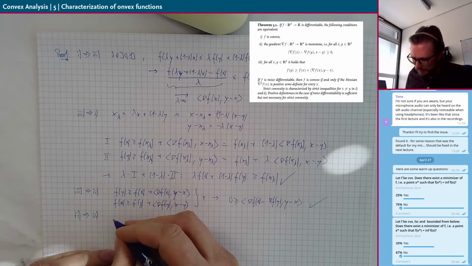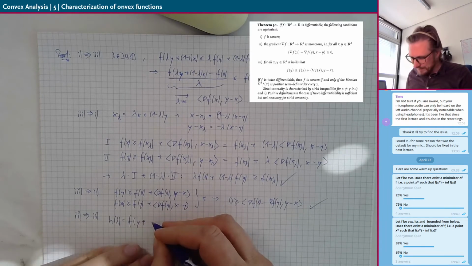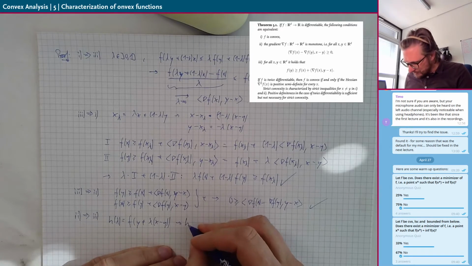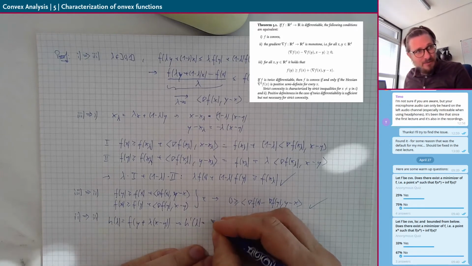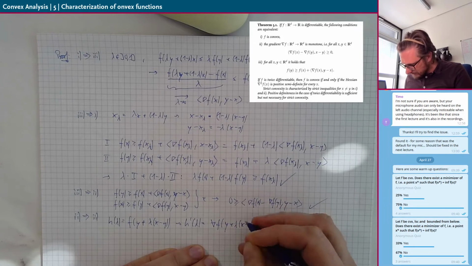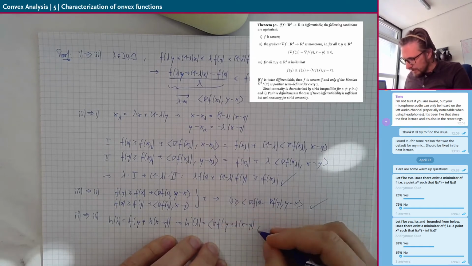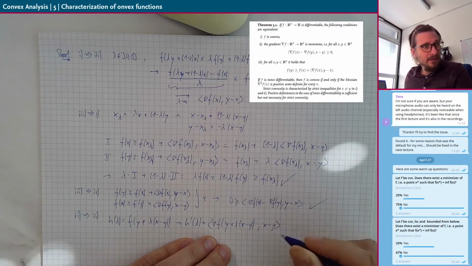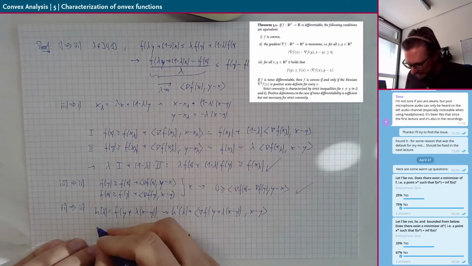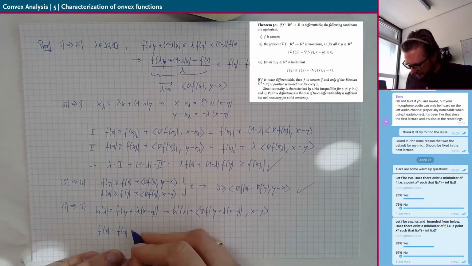So what we do is we define h of lambda as f of y plus lambda times x minus y, and observe that h prime of lambda is actually the gradient of f at y plus lambda times x minus y. So, sorry, this should be a gradient here. The gradient inner product with x minus y. Exactly.